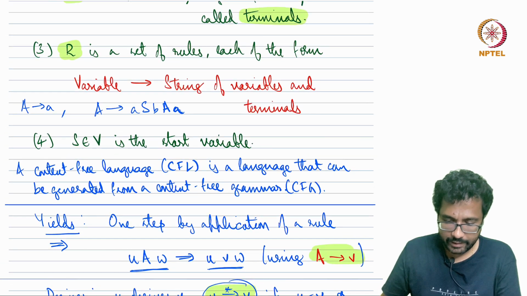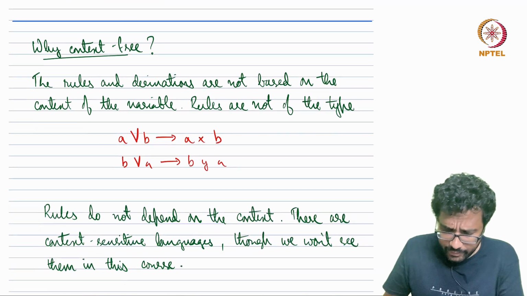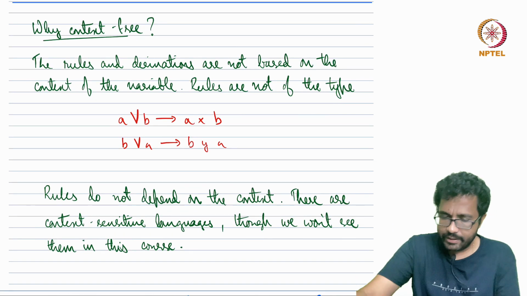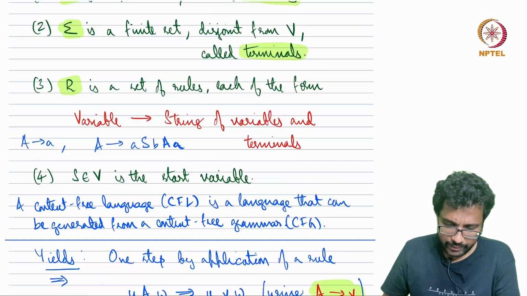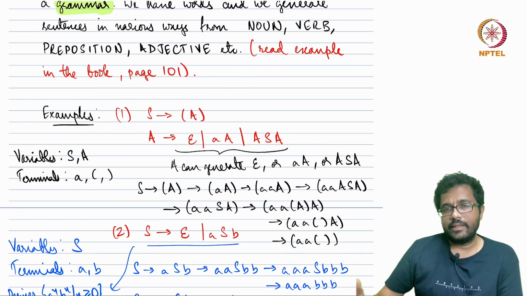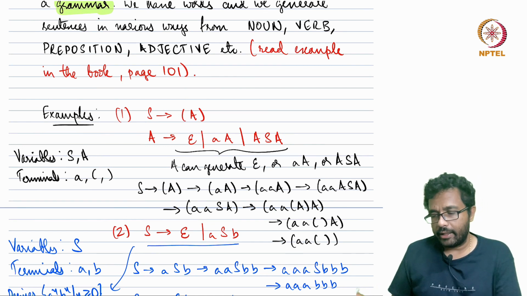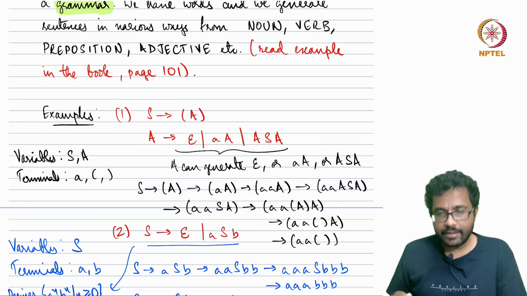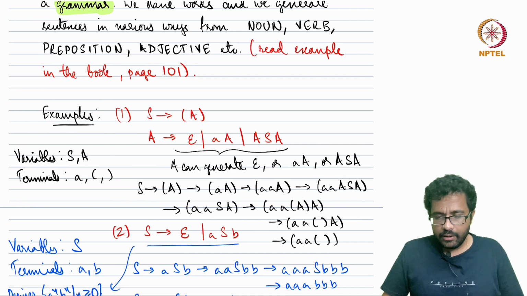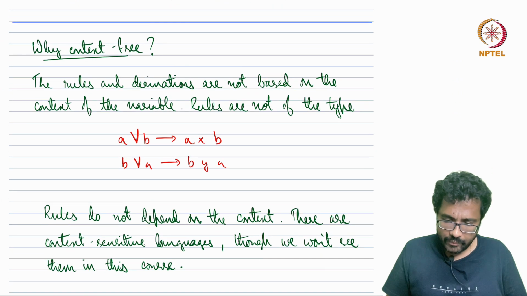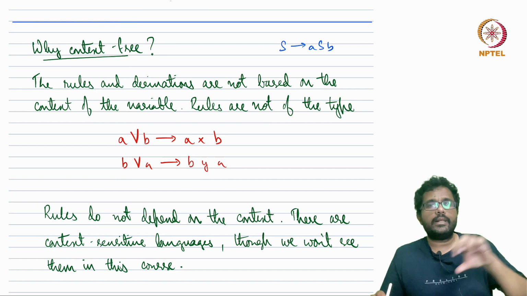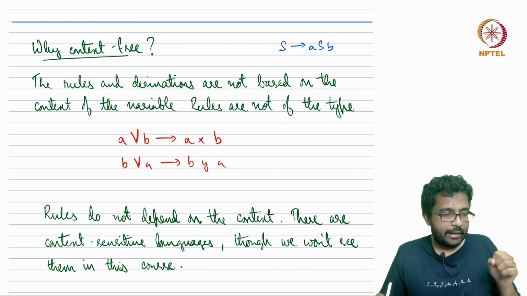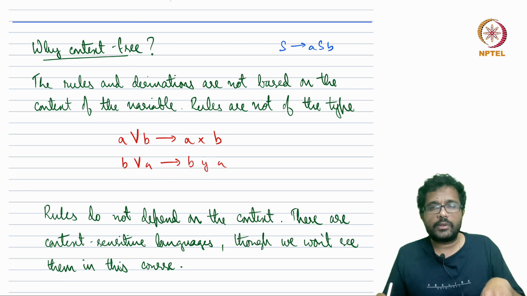So we have seen enough examples already. And just to quickly tell why it is called context free: it is because the rules are defined like this. The rules are something like A gives epsilon, A gives small a, capital A gives ASA, or S gives ASB. So with S gives ASB, we are telling how to replace S. It doesn't matter what is to the left of S or what is to the right of S. S is going to be replaced by this.